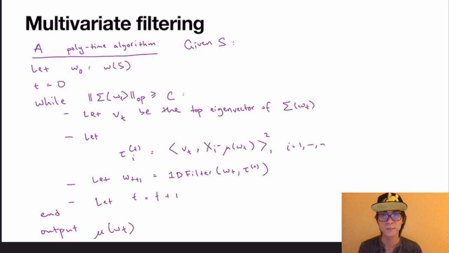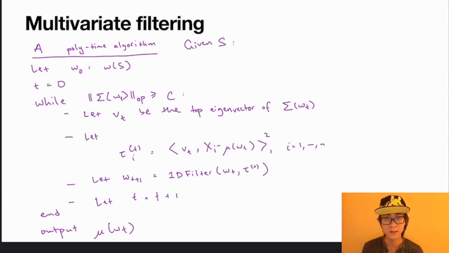So with that primitive, we can now actually state the entire multivariate filtering algorithm that will achieve the right error. The algorithm itself is actually very simple, and it works directly from the intuition from the spectral signatures lemma, which, if you recall, says that it suffices to find a set of weights in this fancy W set, such that the sigma of W has bounded spectral norm.